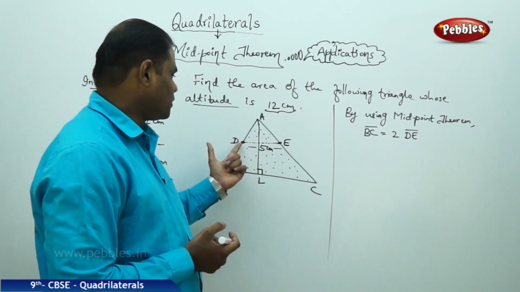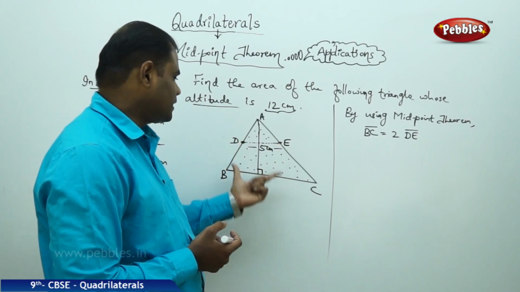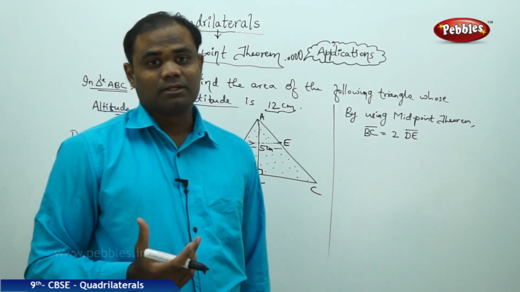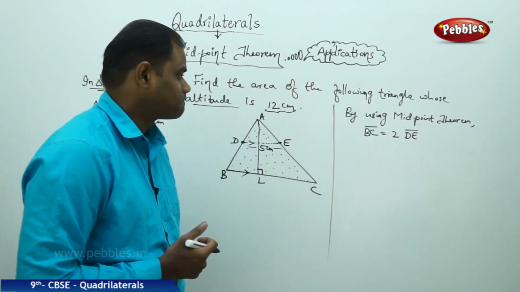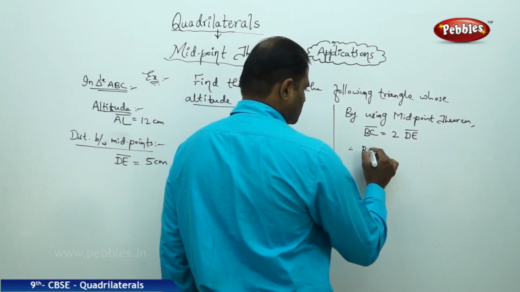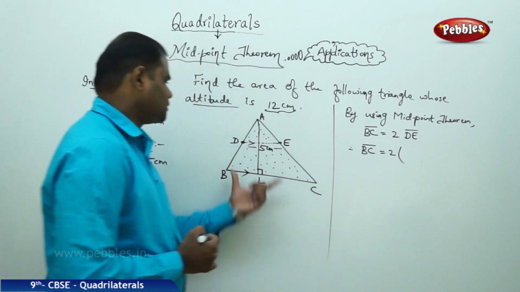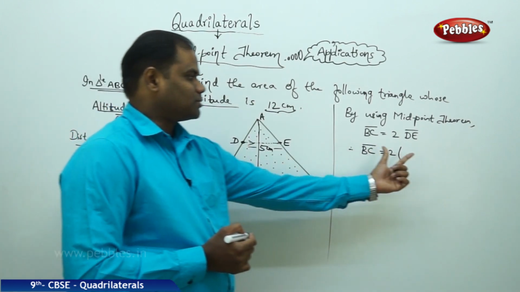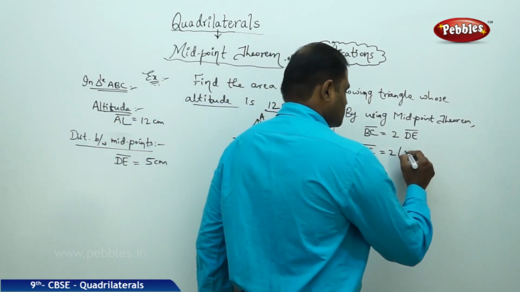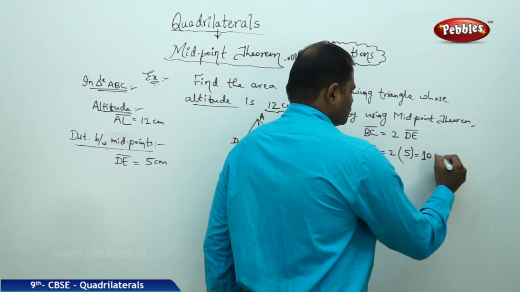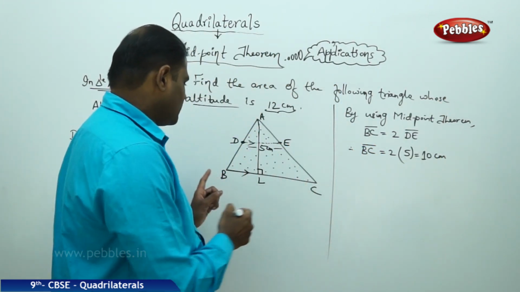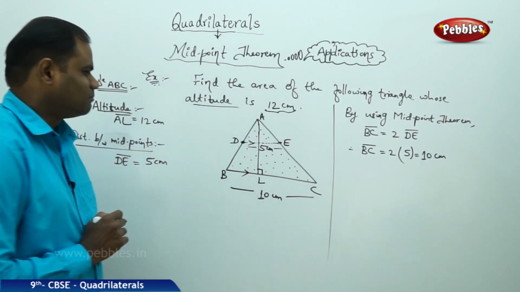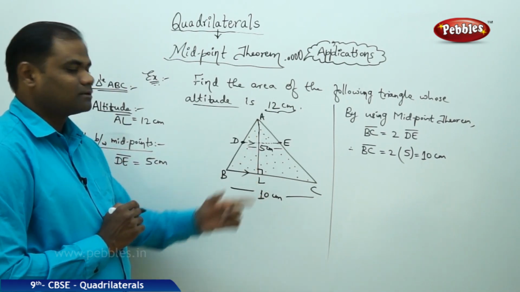So when the line joins the midpoints of two sides of a triangle, then it is exactly half of the third side, and of course parallel to it. That is how we have seen the midpoint theorem stated. Therefore, BC is twice DE, which is given to be 5 centimeters. So DE equals 5 centimeters is substituted in place of DE, which comes out to be 10 centimeters. Therefore, the length of BC is 10 centimeters.